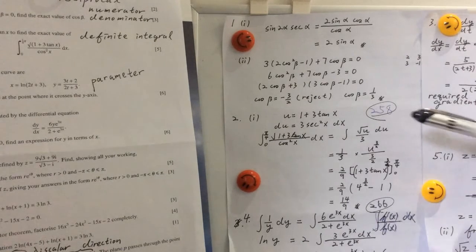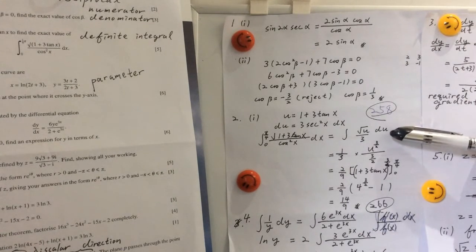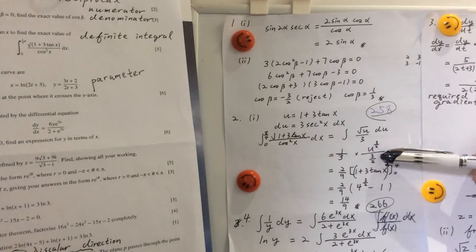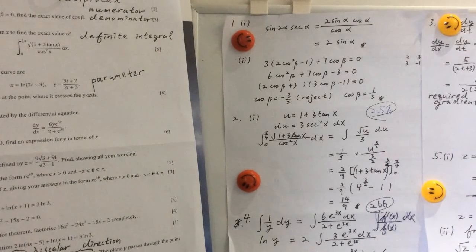So we rearrange the definite integral in terms of u, and then we integrate the function. So we have u to the power 3/2, and then the denominator is equal to 3/2. And then put u back into the expression. Okay?